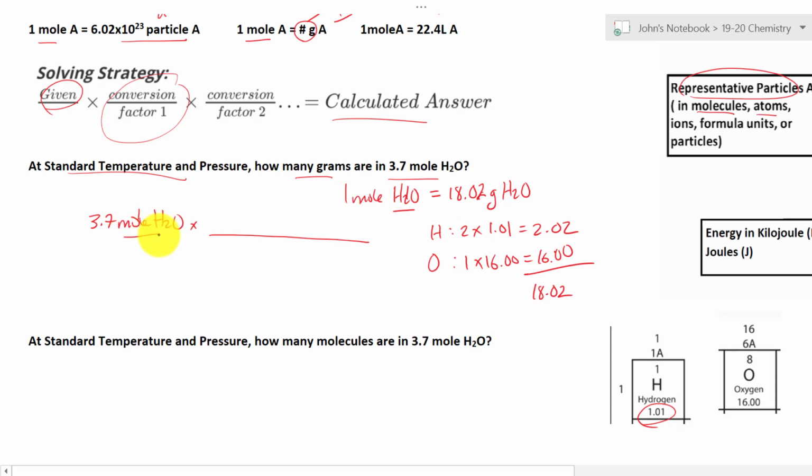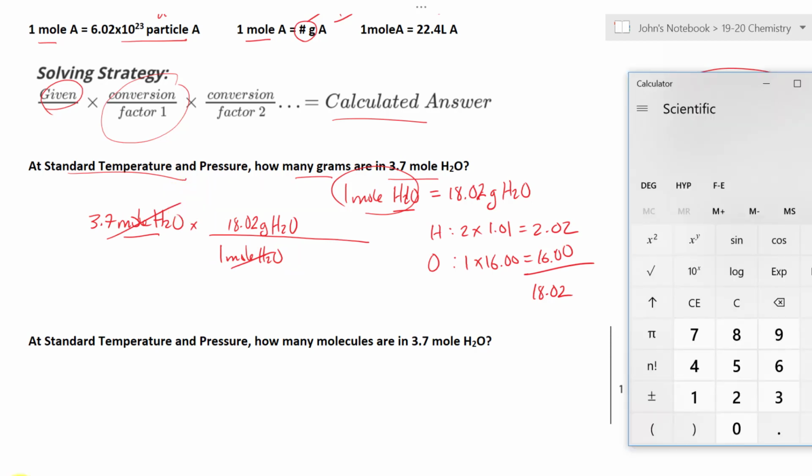Well, if this is mole, this right here must be 1 mole as well. And that's coming from here. If this is on the bottom, the top part must be 18.02 gram of H2O. And there you go. And now we just plug this into a calculator. Multiply everything on top, divide everything on the bottom.